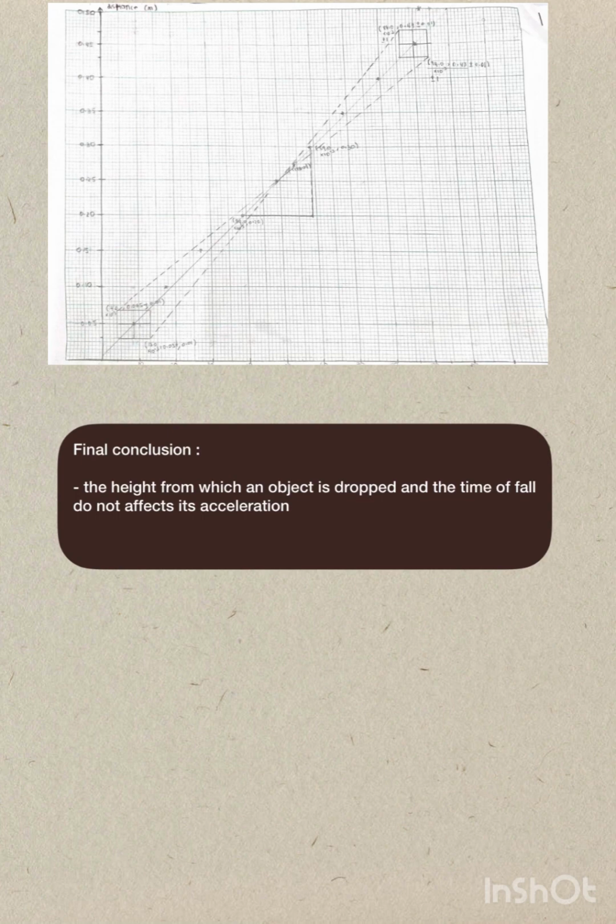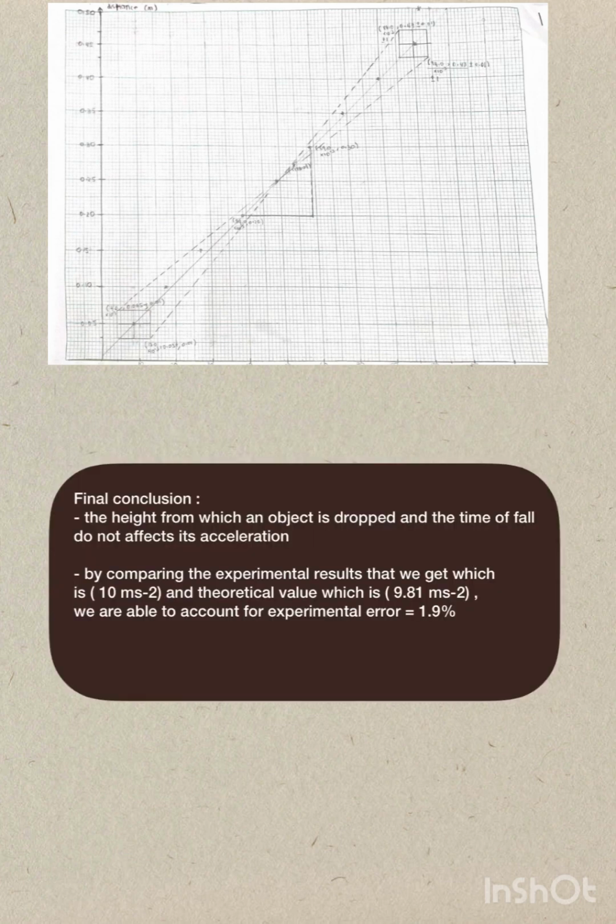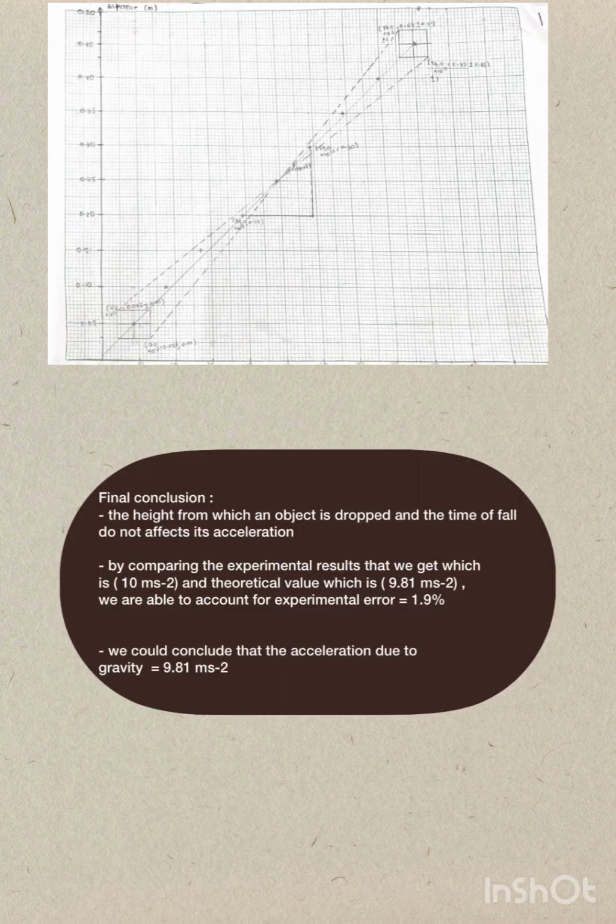The conclusion is the height from which an object is dropped and the time of fall do not affect its acceleration. By comparing the experimental result that we get, which is 10 meters per second squared, and the theoretical value, which is 9.81 meters per second squared, we're able to calculate the experimental error that we get, which is 1.9%. So we could conclude that the acceleration due to gravity is equal to 9.81 meters per second squared.